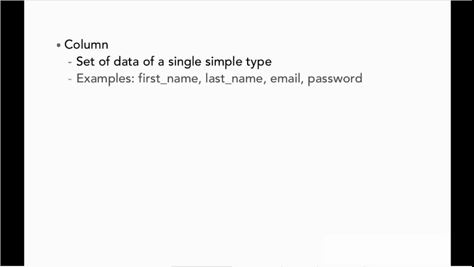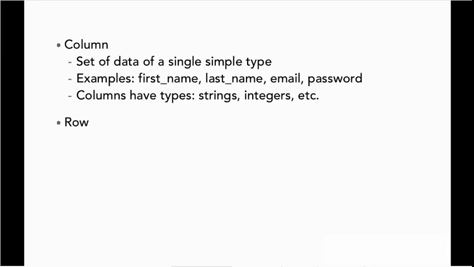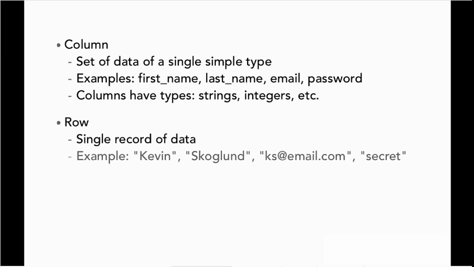Next, we have column. A column is a set of data of a single simple type. We saw that in the spreadsheet example. So we have first name, last name, email, password, and columns have types. So we have certain kinds of data that go in certain kinds of columns. So strings go into the strings column, integers go into the integers column, and so on. We also have rows. That's a single record of data. So for example, I might have a row that was Kevin Skoglund, ks@email.com, and secret, and that corresponds to the column types that I listed in the example above.